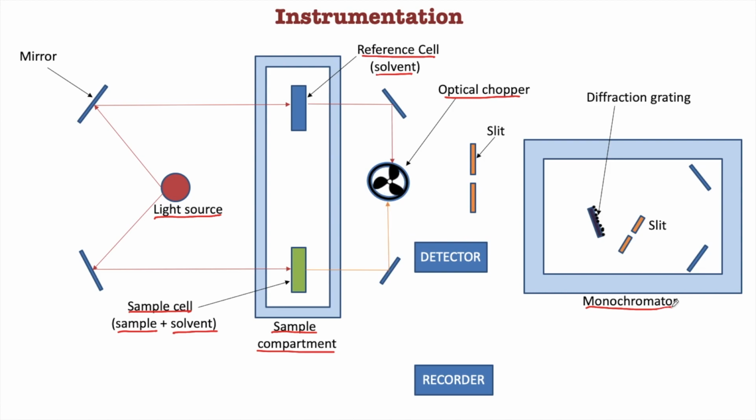Both the beams are then made to reflect onto the chopper with the help of mirrors. And like I said, the chopper is rotating and its rotation is fixed in such a way that it will allow both the beams to pass through it alternatively. So when the reference beam is passing through the transparent section, at that time, the sample beam is getting reflected back after hitting the black section.